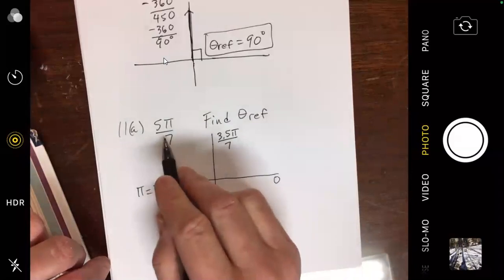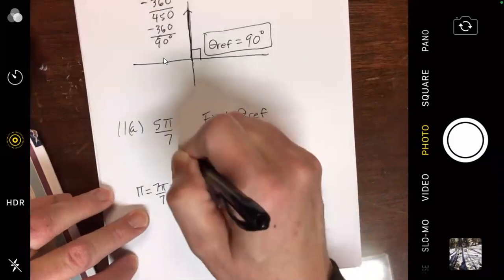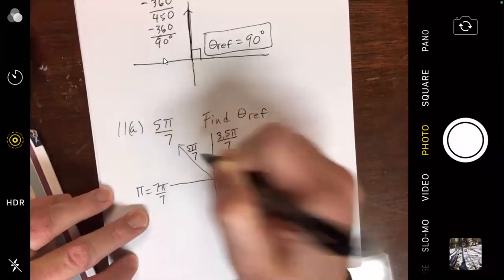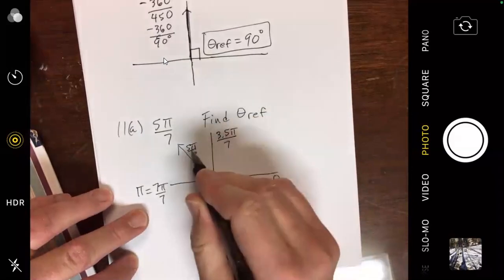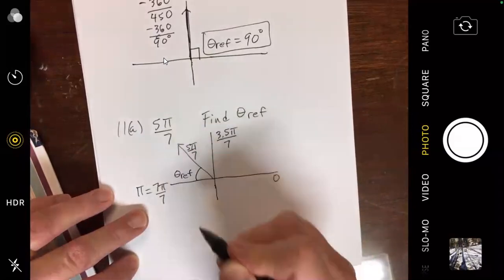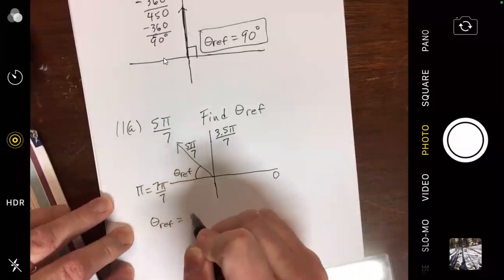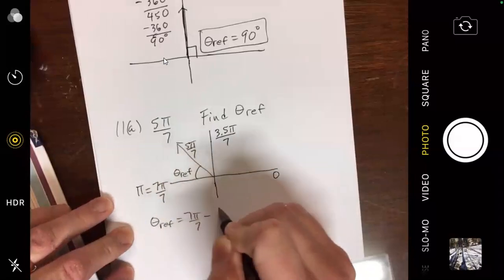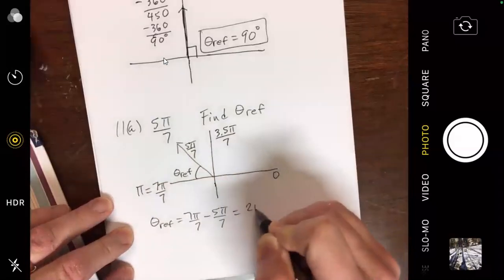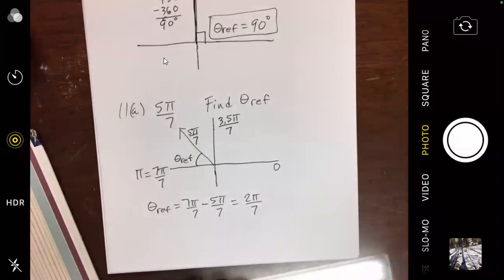Well, you're at 5 pi over 7. That's bigger than 3.5. It's between 3.5 and 7. 5 pi is somewhere in here. Half, there's the 5, there's the 7 pi over 7. This is your theta ref. Should be able to do it in your head, but I'll write it out. You take 7 pi over 7, subtract 5 pi over 7, getting 2 pi over 7. It makes perfect sense to me.